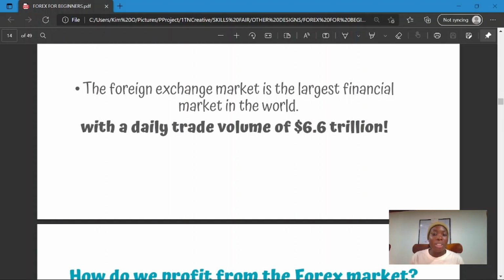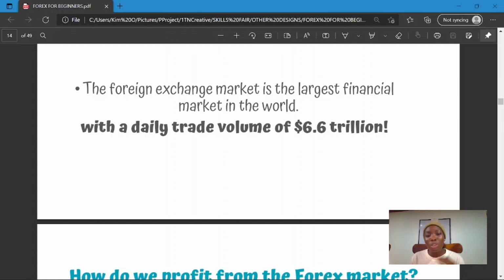This data was gotten around March of this year. I'm sure that by now we will have around March of 2021. So by now this amount must have gone up, because in 2019 it was $5.3 trillion. In 2020 it went up to $6 trillion, and in March 2021 it was $6.6 trillion.